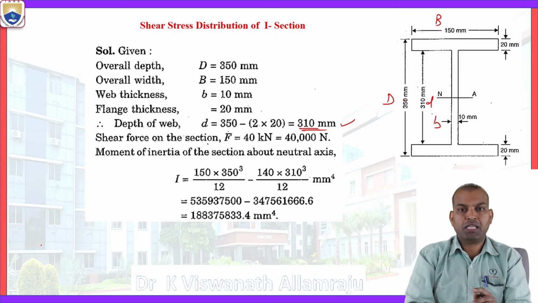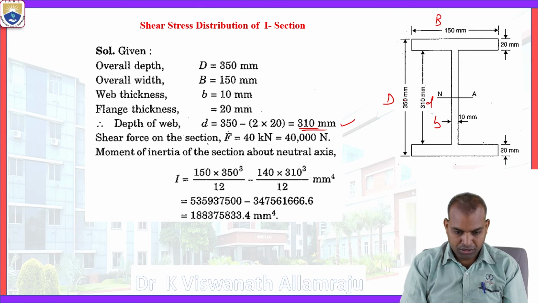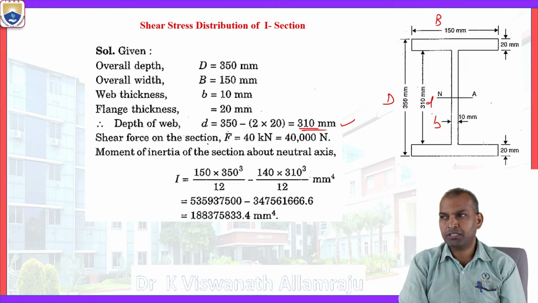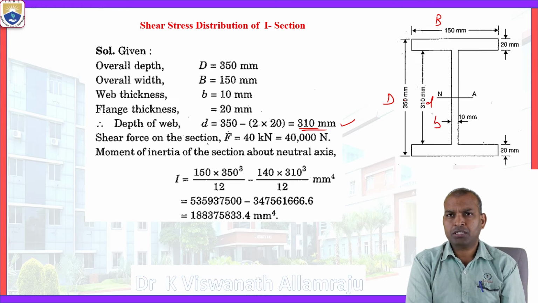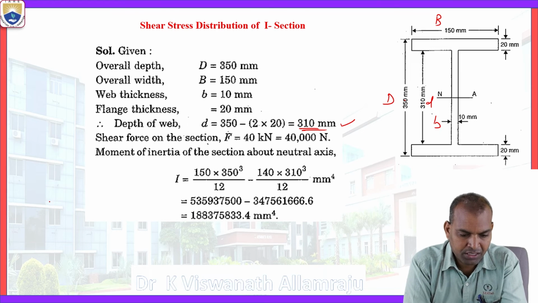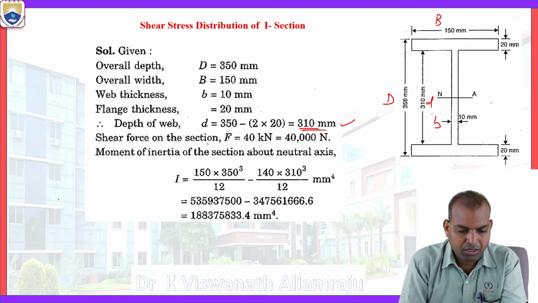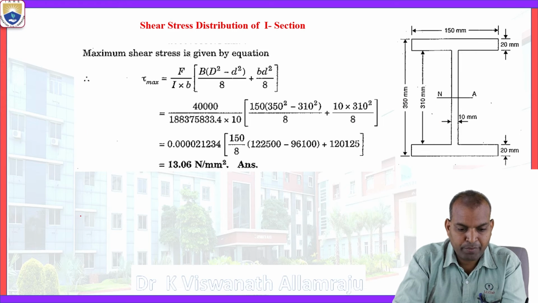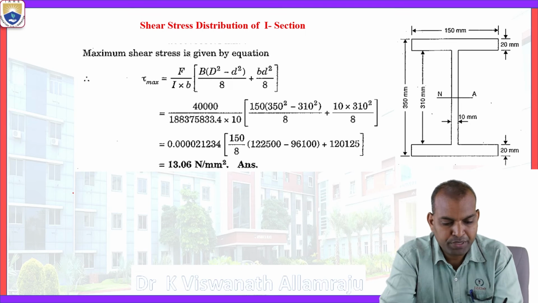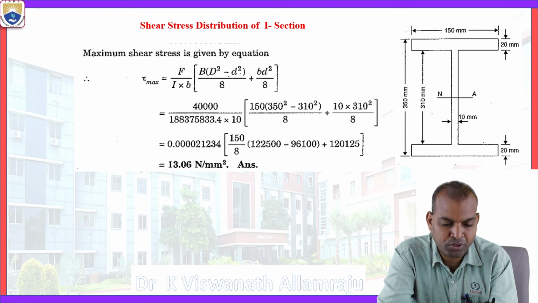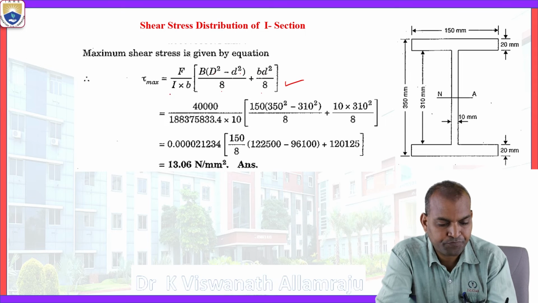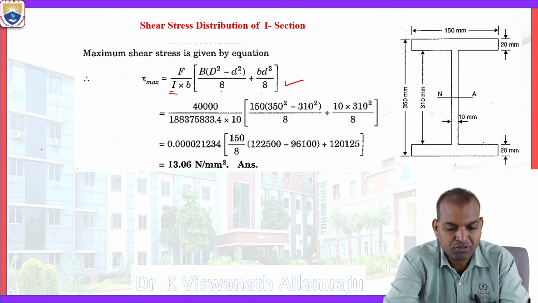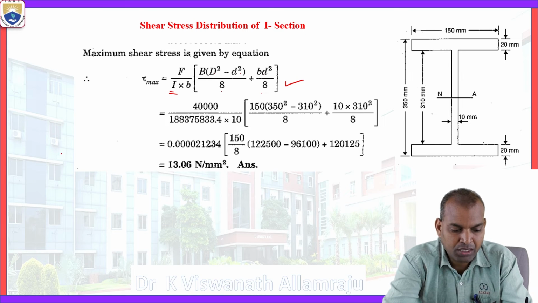Now, the shear force on the section is given, that is F equal to 40 kilonewtons. Converting kilonewtons into newtons, that is 40,000 newtons. Now, we want the moment of inertia because we know the generic formula for the I section, which was just derived: F by IB times capital B, capital D square minus small d square by 8 plus small b d square by 8. How to calculate that I value?